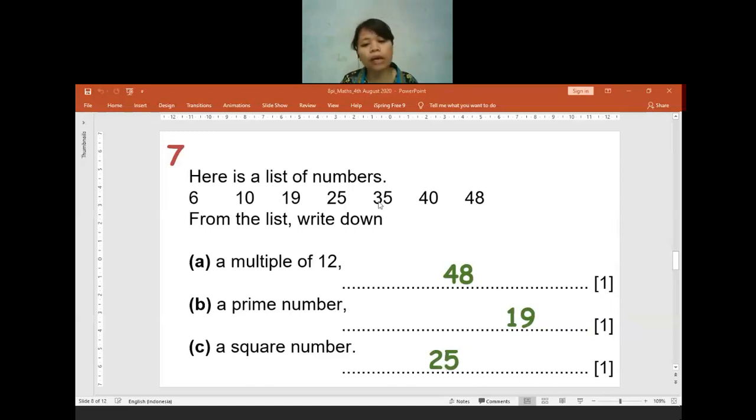35 is 7 times 5. 7 and 5 are different. 40 is 8 times 5, so they are not square numbers.